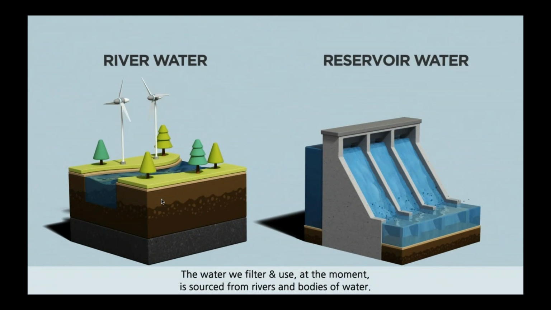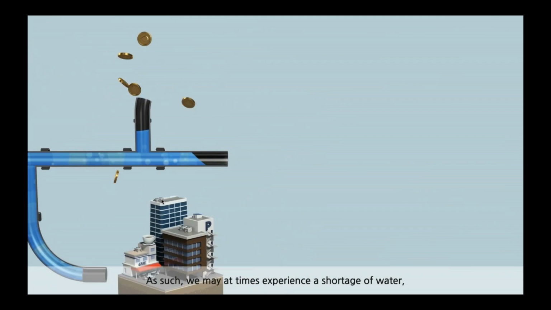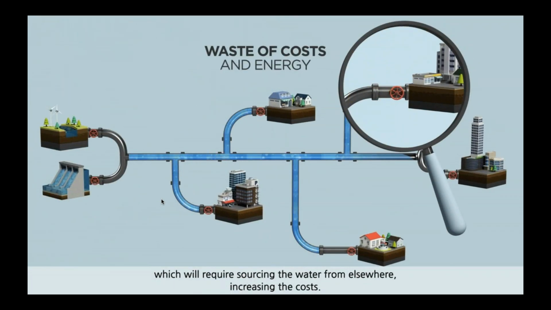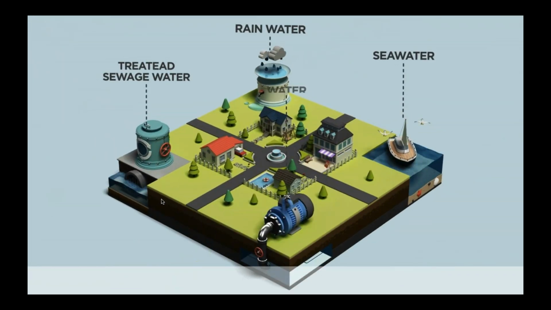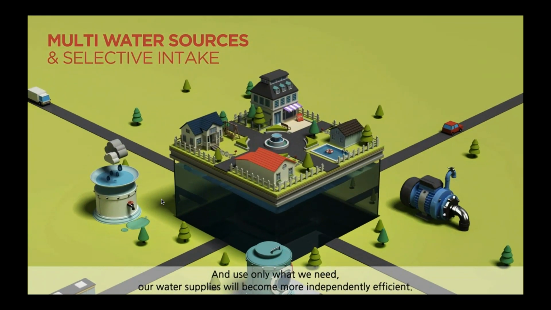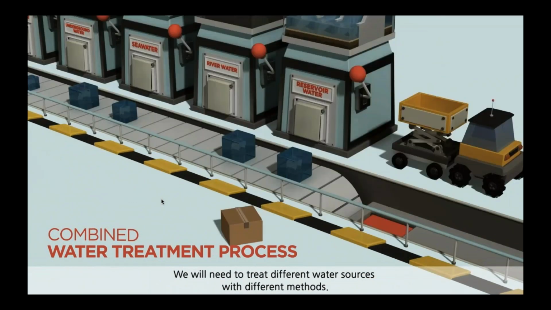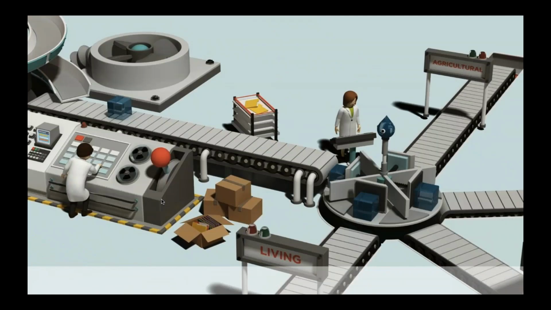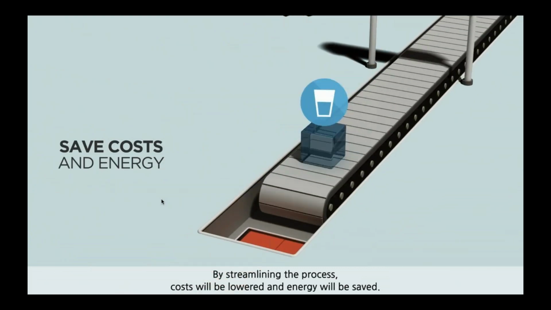The water we filter and use at the moment is sourced from rivers and bodies of water. As such, we may at times experience a shortage of water, which will require sourcing the water from elsewhere, increasing the costs. If we can utilize different sources of water in each region and use only what we need, our water supplies will become more independently efficient. We will need to treat different water sources with different methods. We could then distribute the treated water accordingly. By streamlining the process, costs will be lowered and energy will be saved.